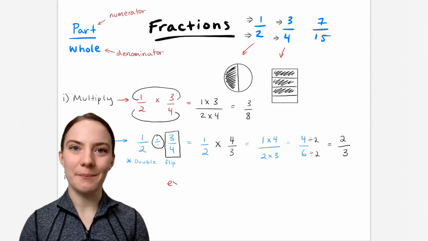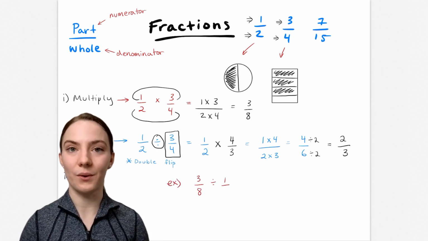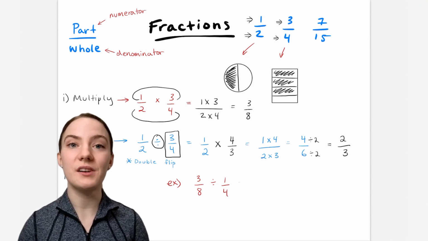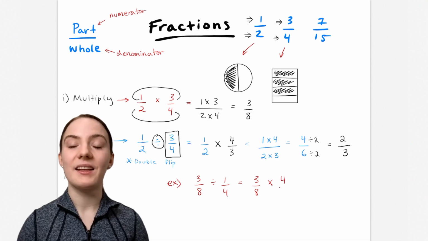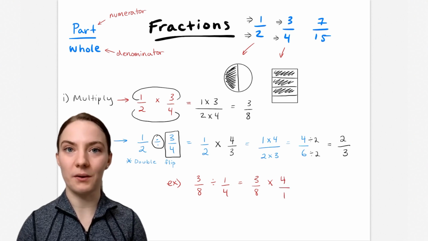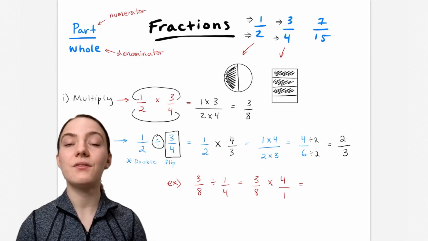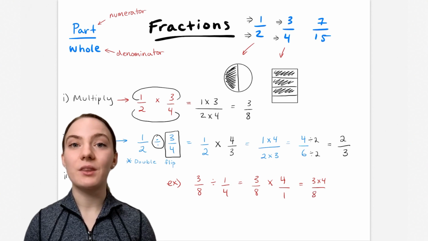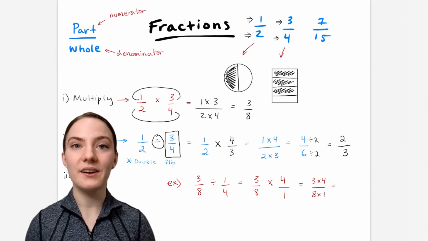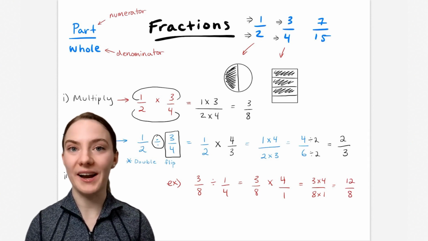Let's do another example. Here we have 3/8 divided by 1/4. And remember, we're going to do our double flip. So we'll keep 3/8 the same. Then we'll change divide to multiply, and then we'll flip 1/4 into 4/1. And now we can multiply. So we have 3 times 4 in our numerator and 8 times 1 in our denominator. And that gets us an answer of 12/8.